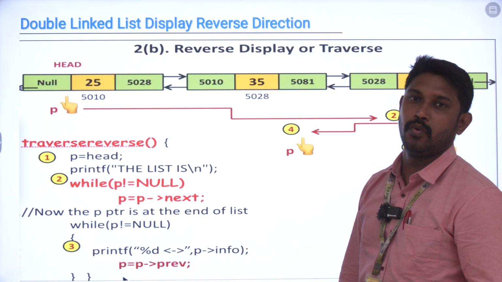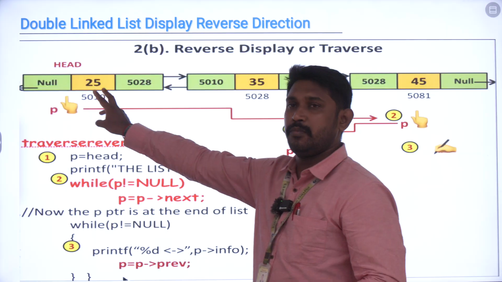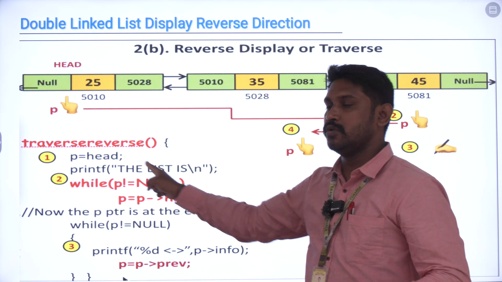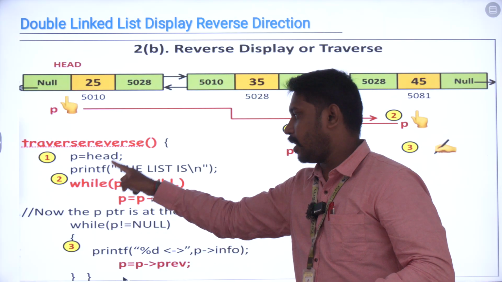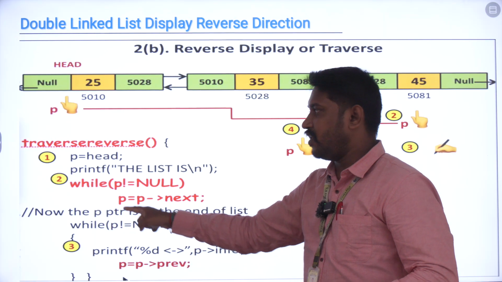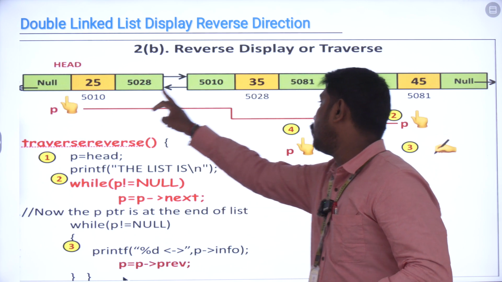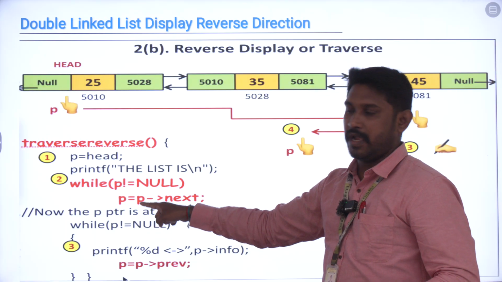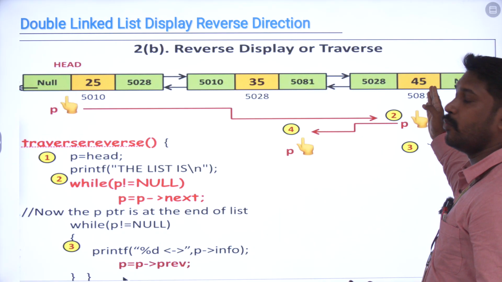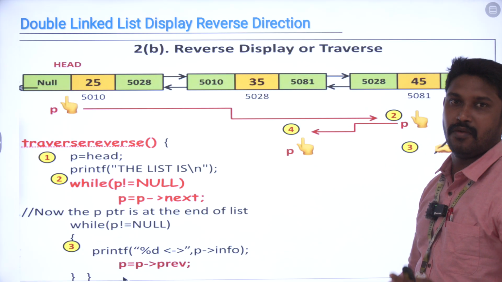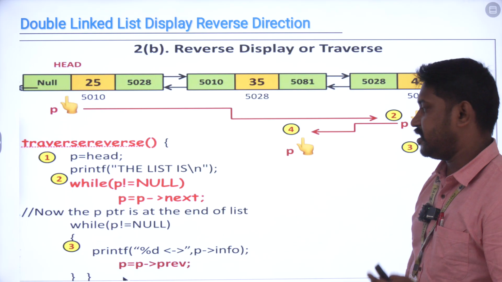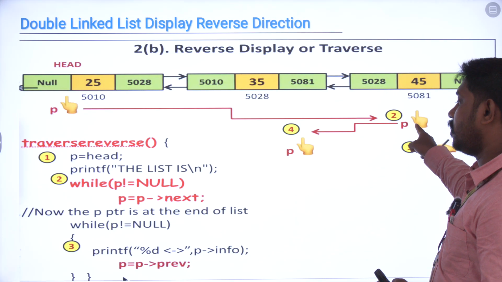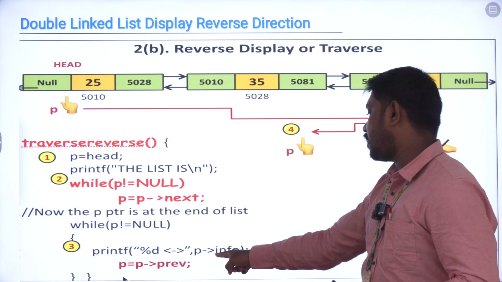So first, this pointer position will travel from the first node to the last node. For that I am going to use a while loop. With the help of the while loop, the pointer P will be moved towards here. Then once the pointer P has moved here, the same thing we saw in the forward direction: while P is not equal to null, the condition is true and it is going to print P of information.